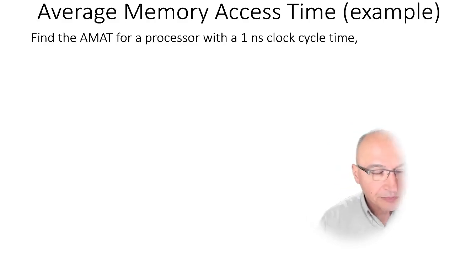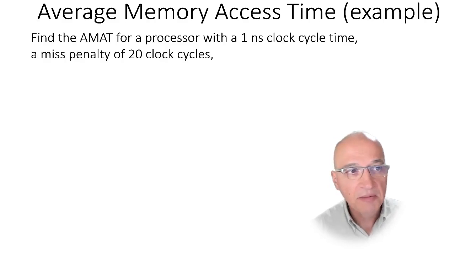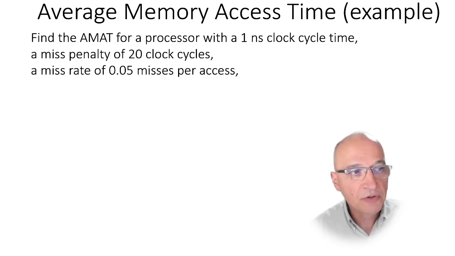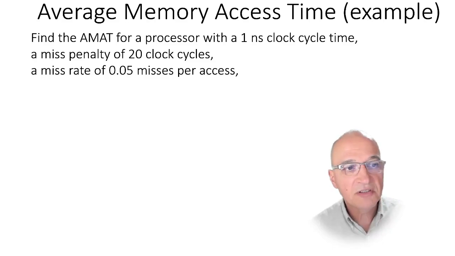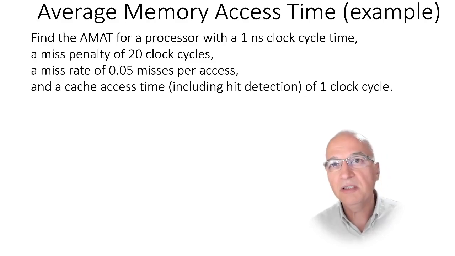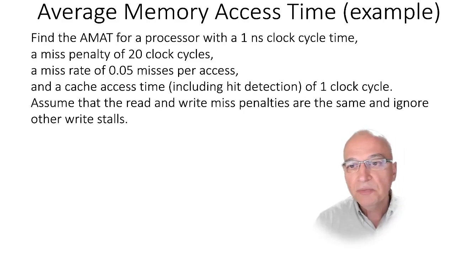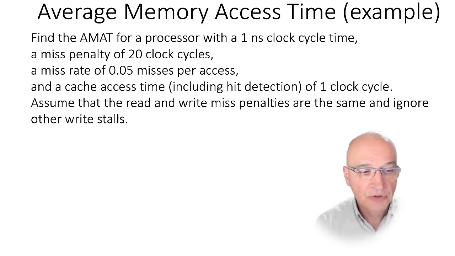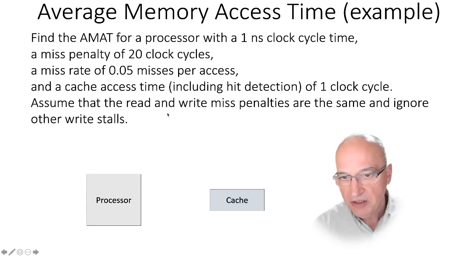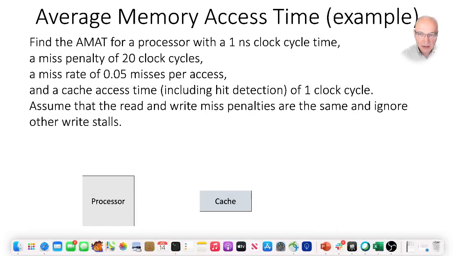So let's do an example. I want to find the average memory access time for a processor with a 1 nanosecond clock cycle time, a miss penalty of 20 clock cycles, and a miss rate of 0.05 misses per access. And I have a cache access time, including the hit detection, of 1 clock cycle. So I can figure out whether the data is in the cache, and I can access the data, and I can complete all that in 1 clock cycle. And I will assume that the read and the write miss penalty are the same, and I will ignore any other write stalls. So I have the processor, I have the cache, and then I will have the memory.